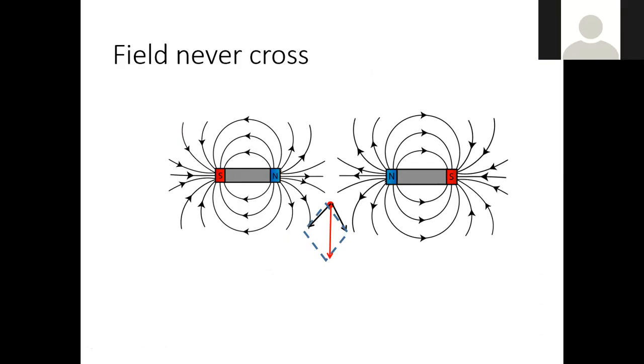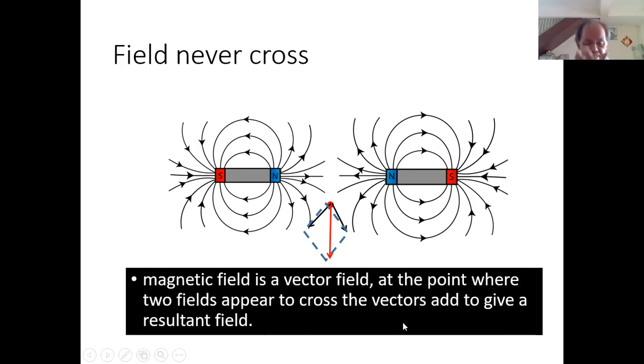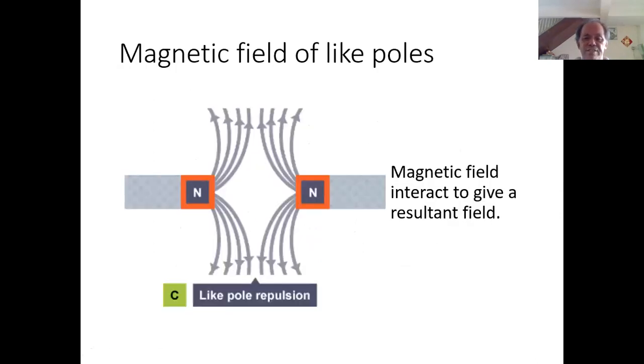Even the upper part also. If you put an upper part point, it is there, just to show you one part only. All this part will be vertical. That's why we draw it. It's a vector field. At a point where the two fields appear to cross, the vectors add up to give a resultant field. That's why we show it this way. They repel each other. They don't cross.